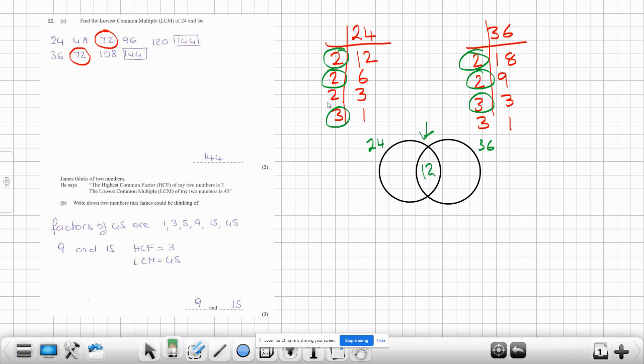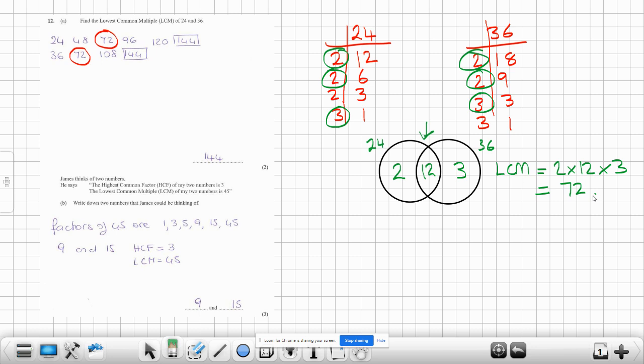And then let's see what's left with 24. Well, 24 has got 2 left. 36 has got 3 left. So their lowest common multiple is going to be these three things multiplied together. So 2 times 12 times 3, which is 72.